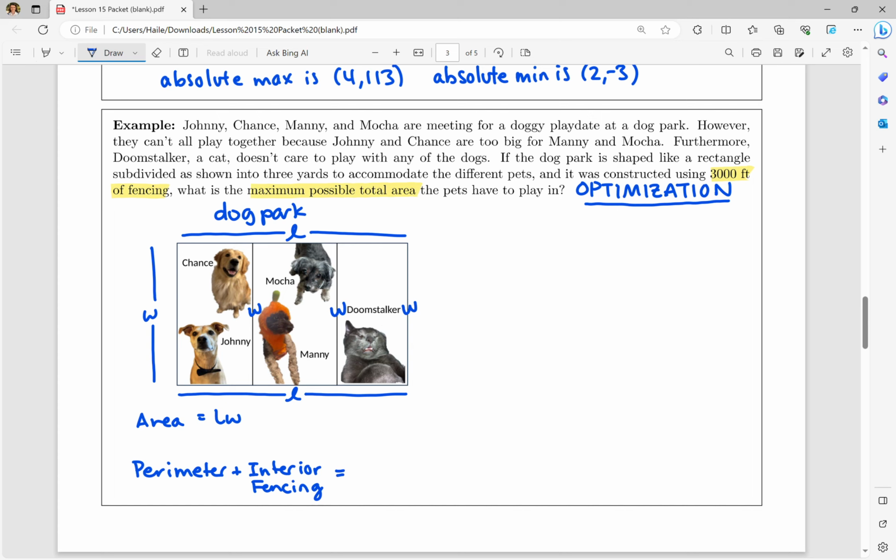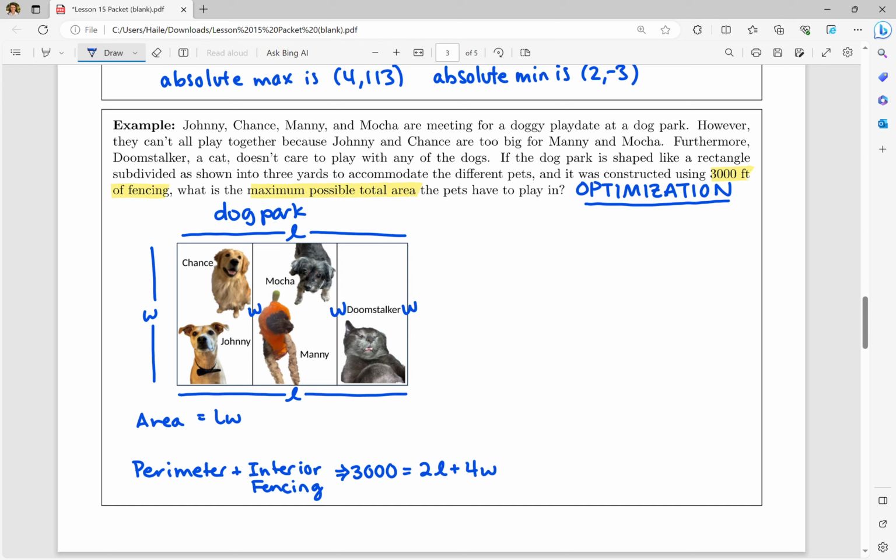Okay, so let's see if we can write the formula for our perimeter plus interior fencing. We know from the problem that 3,000 was the entire length of our fence, and that's going to be equal to all the sides of this dog park added together. So we have 2 L's, and we also have 4 W sides. So my perimeter plus the interior fencing is going to be 3,000 is equal to 2L plus 4W.